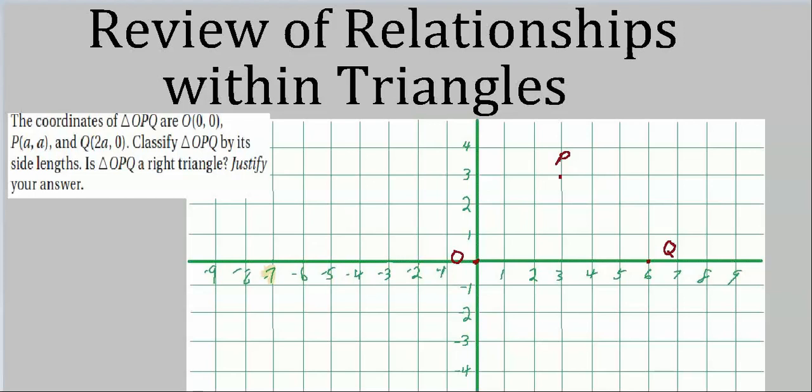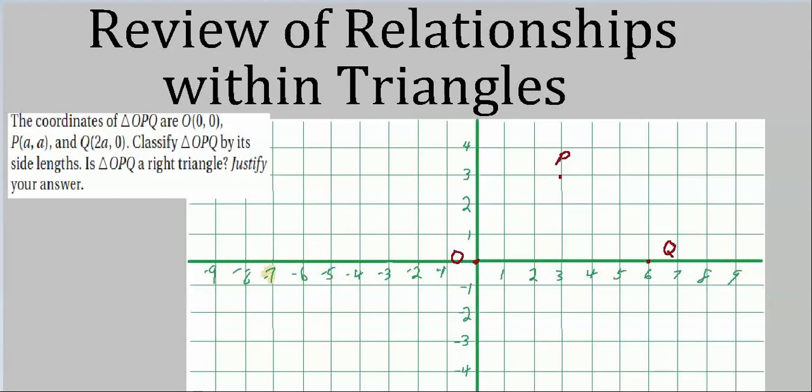And our first problem asks us to identify a triangle by its sides. Remember, our three classifications according to the sides are scalene, where every side is different, isosceles, which has two congruent sides, and equilateral, where all the sides are congruent.